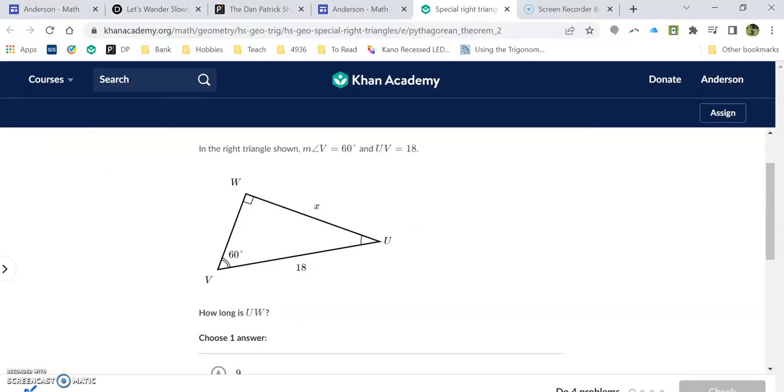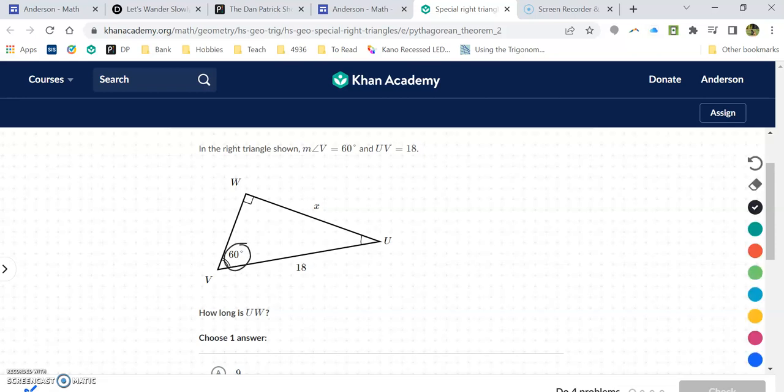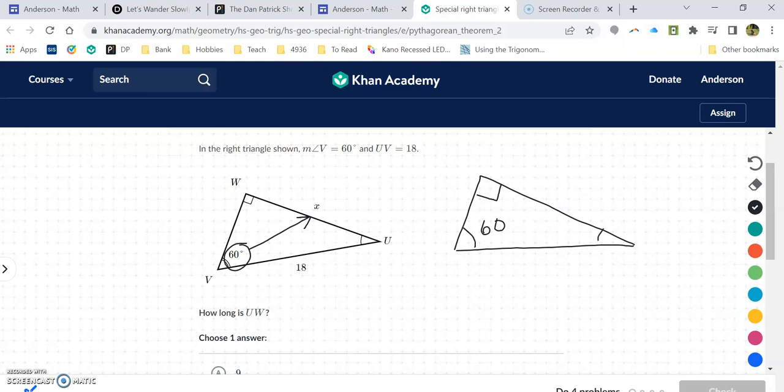So going back to here, 60 is right here. Let me get my pen out. Notice that across from our 60-degree angle is our x. So I'm actually going to draw out my 30, 60, 90 triangle on my paper, so it matches up the same way as the image on here. So 60 degrees is down here, which means this is 30.